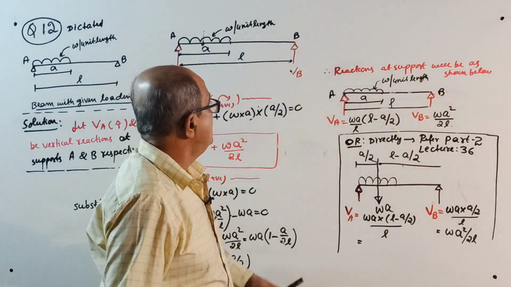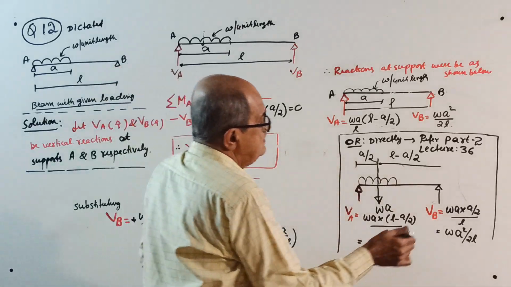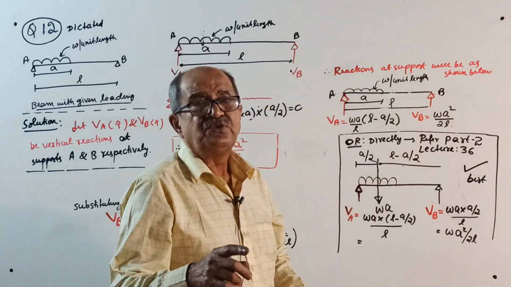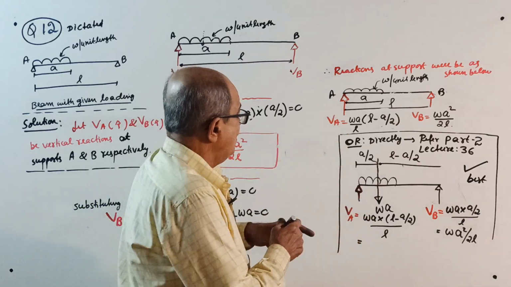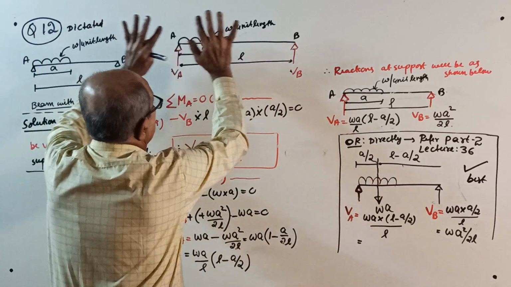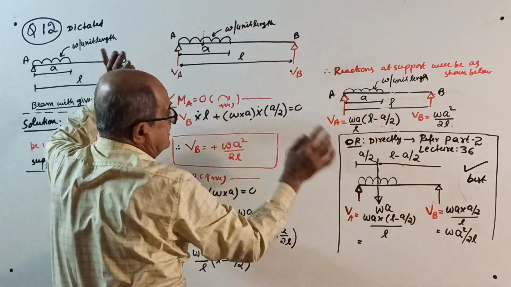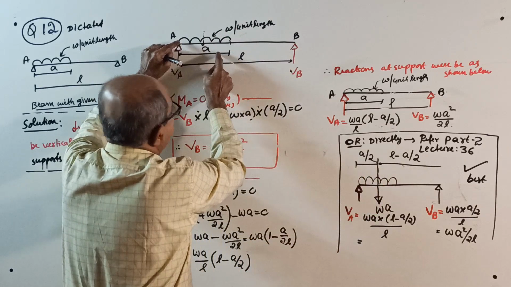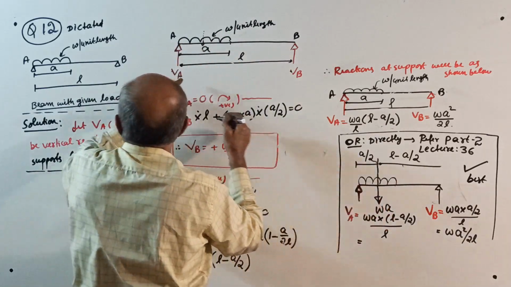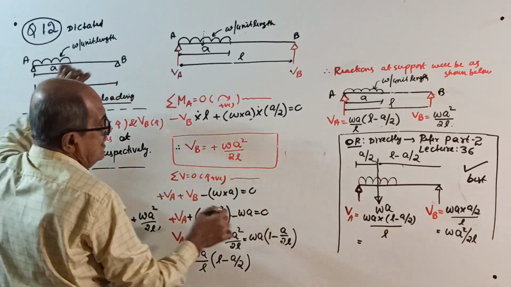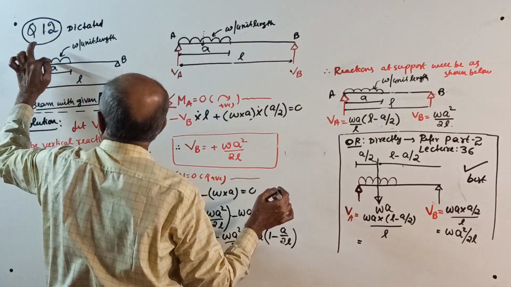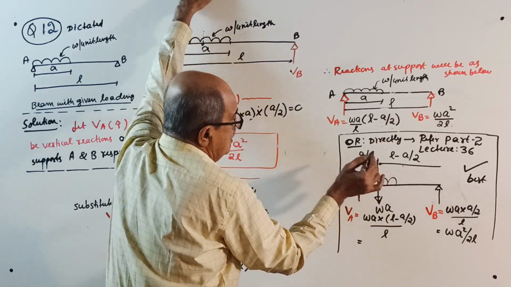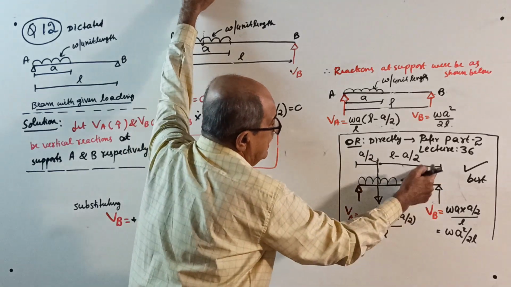Now make a note. Instead of all the struggling, this is the best solution. Refer to this question and start directly. This is UDL, W per unit length for length A. So W into A is the total load. This is the resultant, the total load, acting at A by 2 from here. So from the other support it will be L minus A by 2.